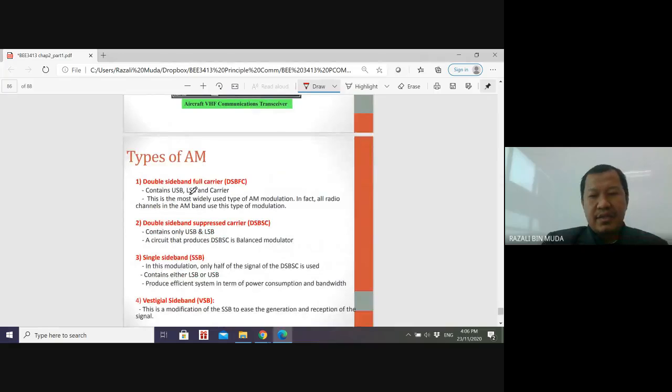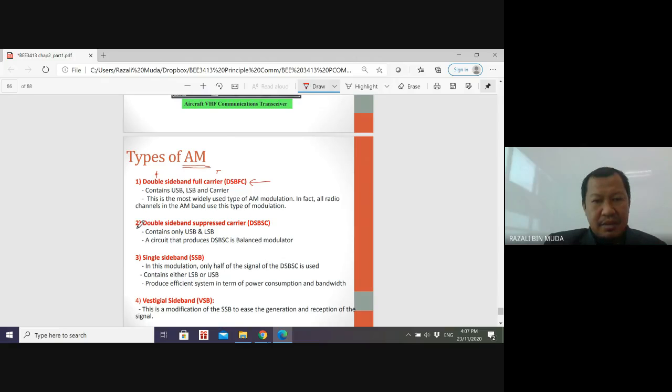Next, types of AM. There are a few types of AM, in order to improve the efficiency of the AM signal. The first is double sideband full carrier. This is the default, the common AM, the basic AM. We call it double sideband full carrier. The signal has double sideband, upper and lower, and also the full carrier. This is what we have discussed before.